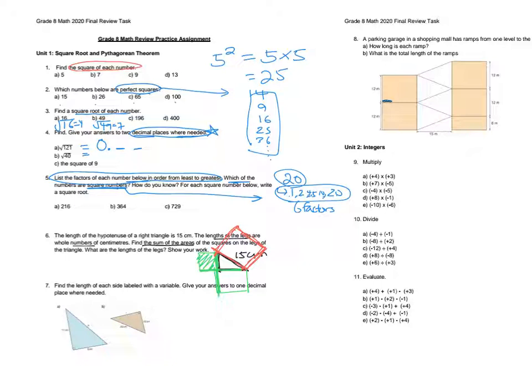And then the next question is a continuation of the Pythagorean theorem. Just remember that it is a squared plus b squared is equal to c squared, and c is your hypotenuse, and a and b are your legs. All right, moving on.